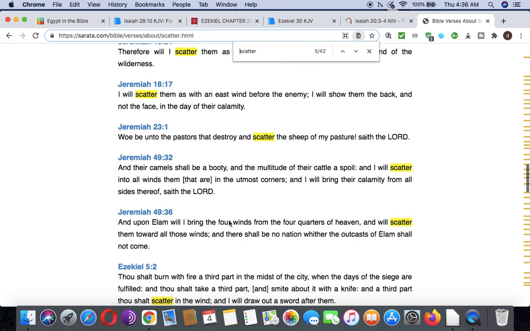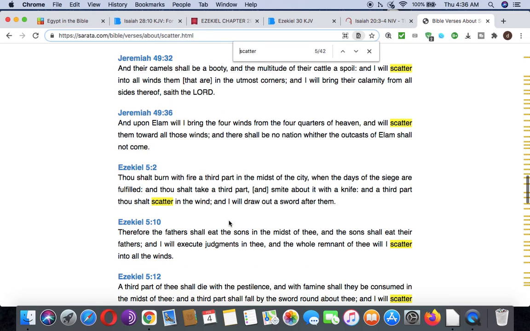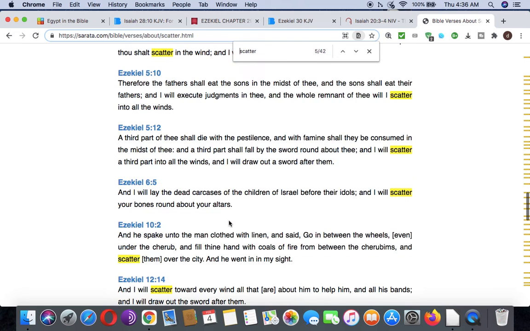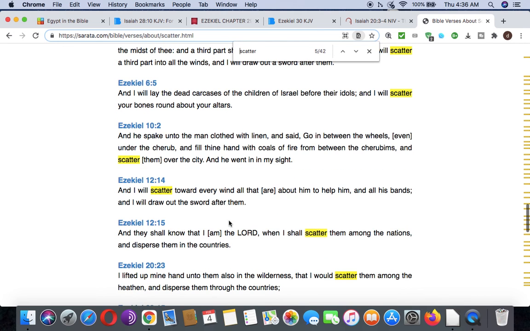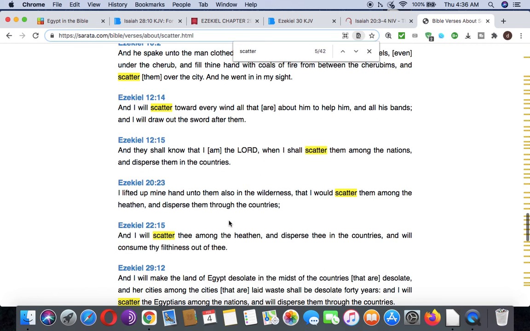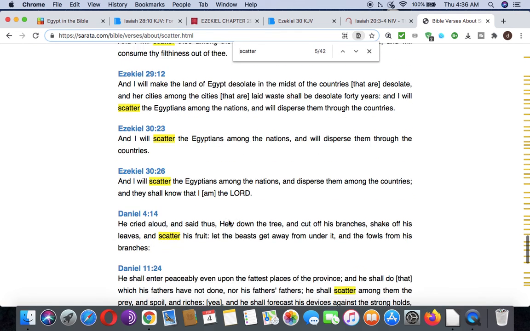And we're going to go to Ezekiel here. Ezekiel. Look how many here. Okay. So look here again. Remember the here a little, there a little? Okay. So look at Ezekiel 12. It says, and they shall know that I am the Lord when I shall scatter them amongst the nations and disperse them amongst the countries. See these here again?